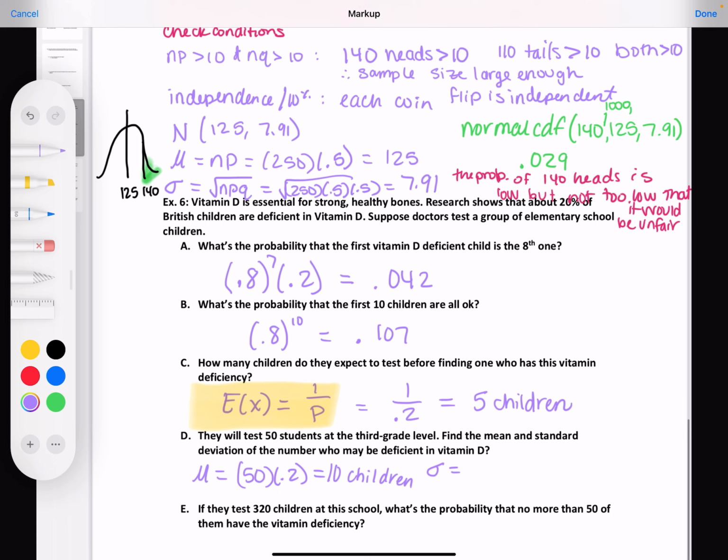Standard deviation is the square root of n times p times q. So that's 50 times 0.2 times 0.8.